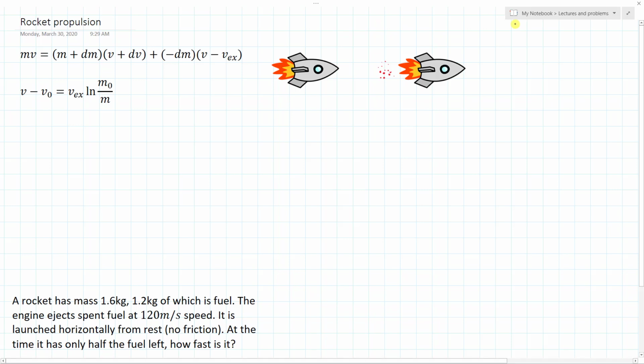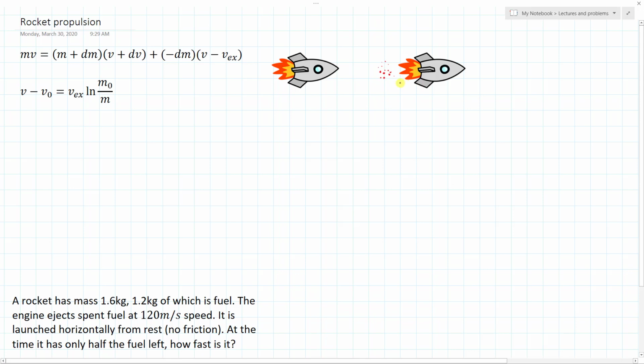Okay, so let's discuss rocket propulsion. Rocket propulsion is an application of momentum conservation. Let's take a look at this diagram I have. We have a rocket here, and a moment later, the rocket expelled some spent fuel, and the rest of the rocket just moves on. The rocket does that all the time until it runs out of fuel to eject, and it stops accelerating.